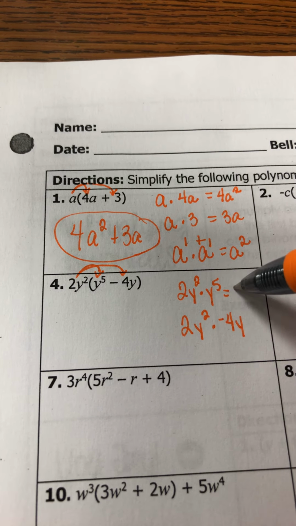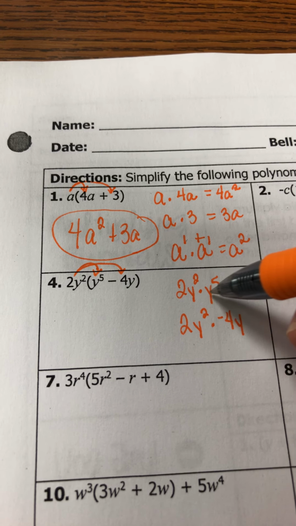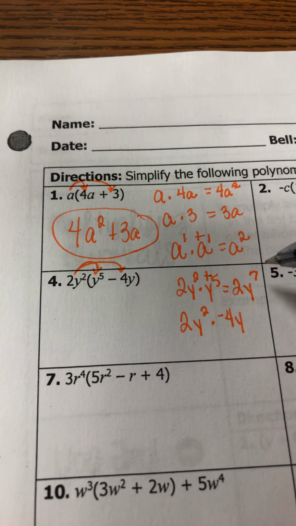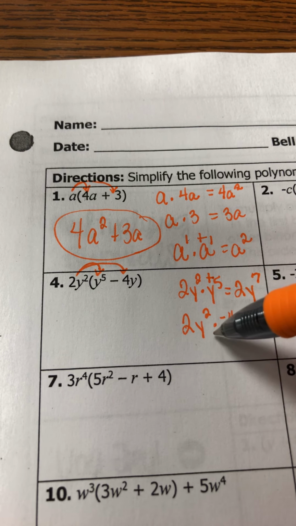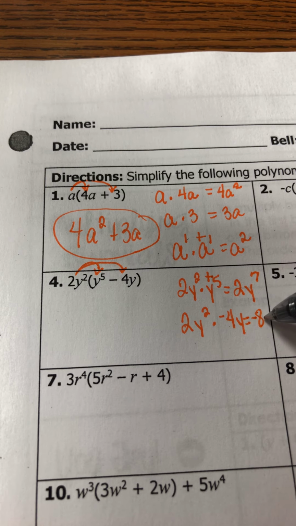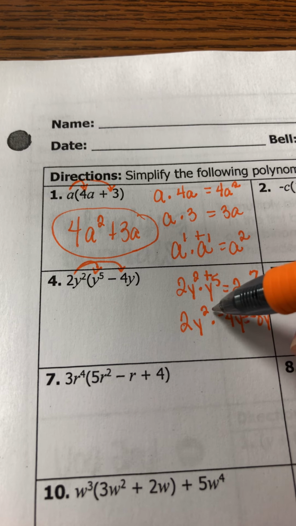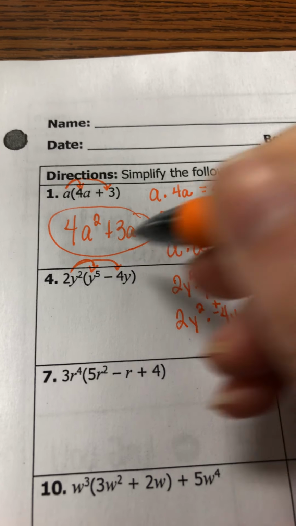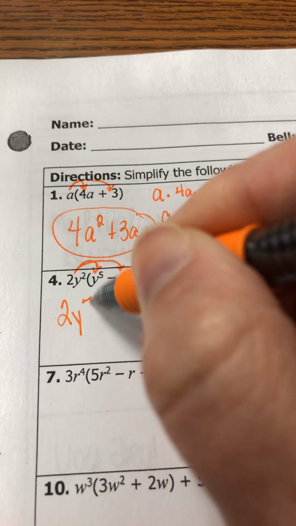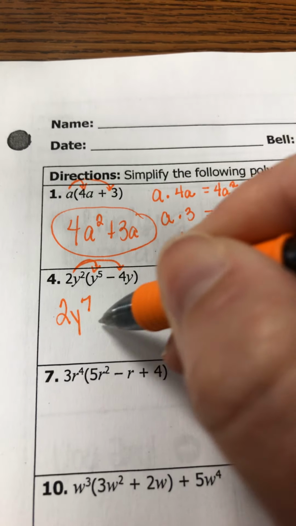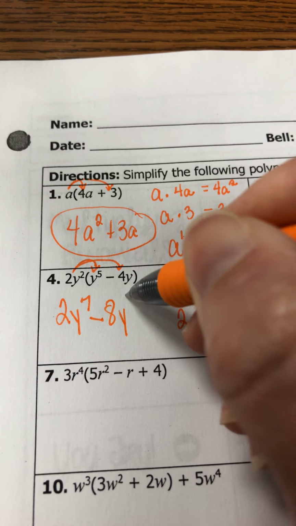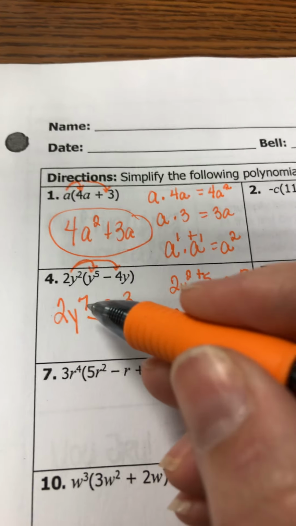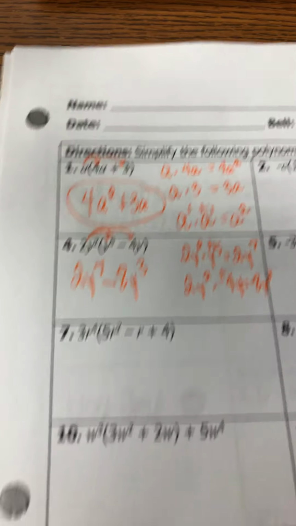2 times 1 is 2. When you multiply with the same base, add your exponents. 2 plus 5 is 7. 2 times negative 4 is negative 8. When you multiply with the same base, add your exponents. 2 plus 1 is 3. So we have 2y to the 7th, and then negative 8y to the 3rd, so that'll be minus 8y to the 3rd. So we have a 7th degree binomial.